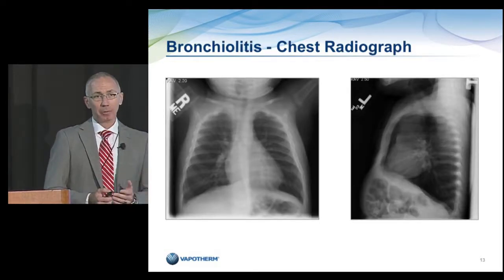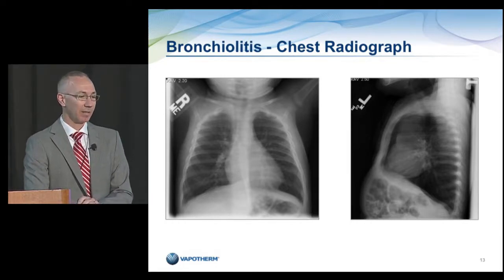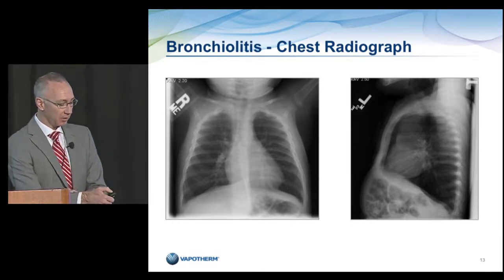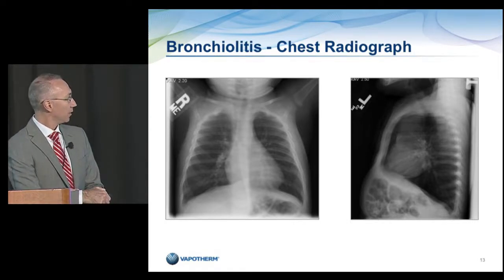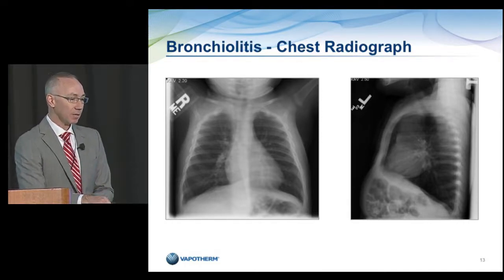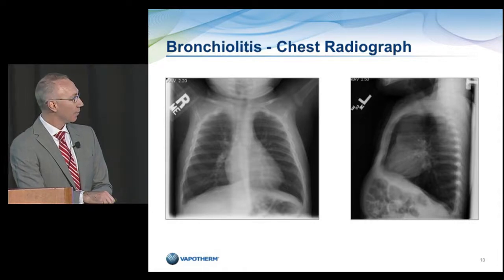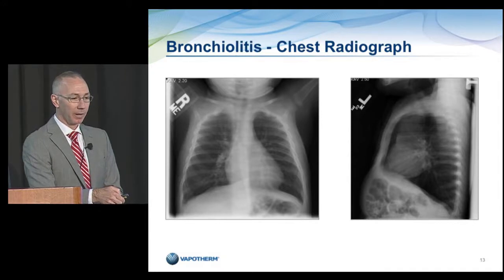There are 2 typical patterns of chest X-ray that we see in the ICU with patients with bronchiolitis. One is this, which is a hyperinflated chest X-ray. You can see diffusely hyperinflated lung fields with some peribronchial thickening. And the hyperinflation is quite obvious on the lateral view with very flat diaphragms and precordial air.